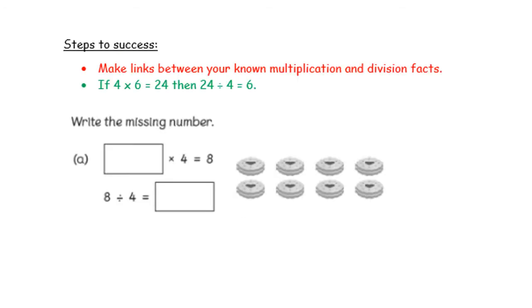So moving on to the second part of your sheet today, again we're going to be making links between our known multiplication and division facts. For example, if 4 times 6 is 24, that means 24 divided by 4 is 6. Okay, so here we go, we've got 8 donuts, and it says write in the missing number. So something times 4 is 8, okay? So how many groups of 4 are there in 8? Let's see. 1, 2. That means 2 times 4, or 2 groups of 4 is 8. And that means that 8 donuts divided by groups of 4 is 2 equal groups, okay?